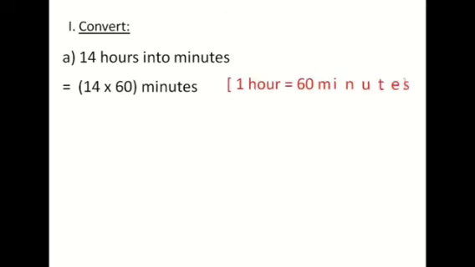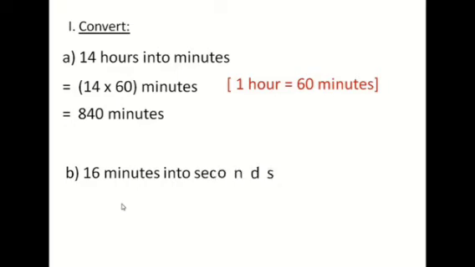Look at this sum. You have to convert 14 hours into minutes. So from hour to minute, you have to multiply by 60 because 1 hour equals 60 minutes. So we can write here 14 into 60 minutes because 1 hour equals 60 minutes. Now you have to multiply 14 into 60. So 14 times 6 is 84, along with 1 zero. So 840 minutes.